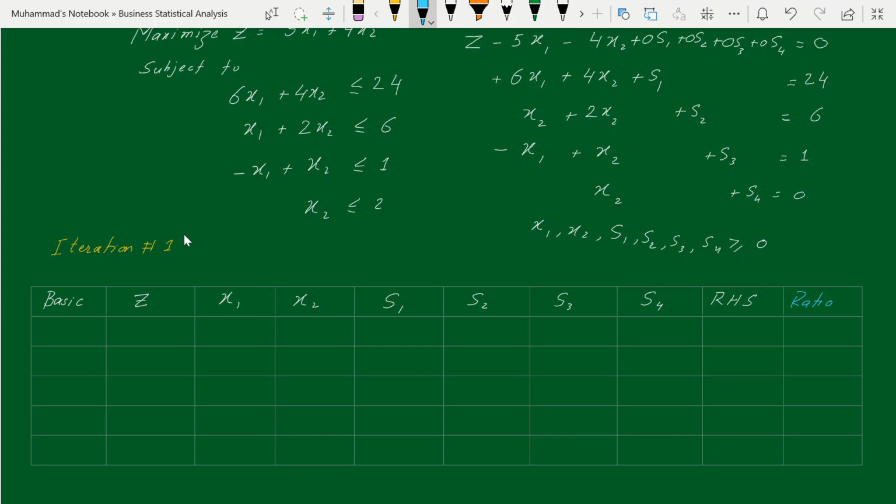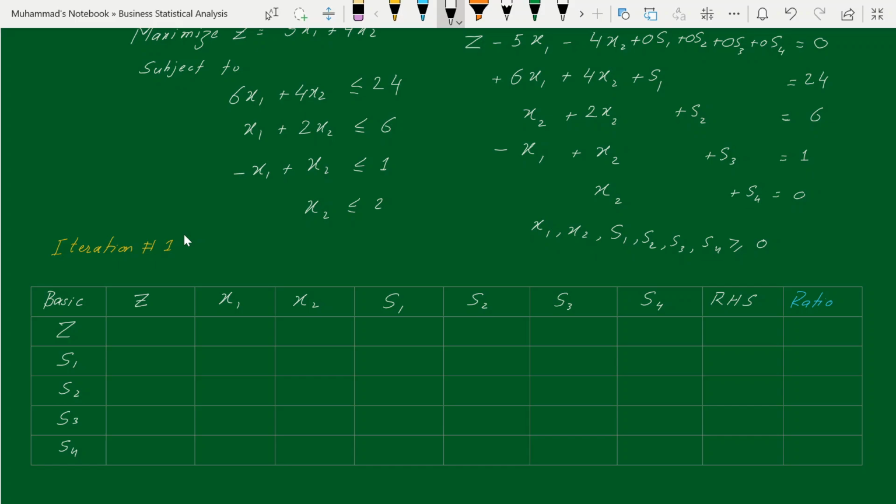Okay, and the basic variables are those variables which have some values. So we start with the newly introduced variable as a basic variable. For example, here we can write down the equation for z first, and then we have s1, s2, s3, and s4. Now x1 and x2 are the non-basic variables, and S1, S2, S3, and S4 are the basic variables. Why? Because we have the values here.